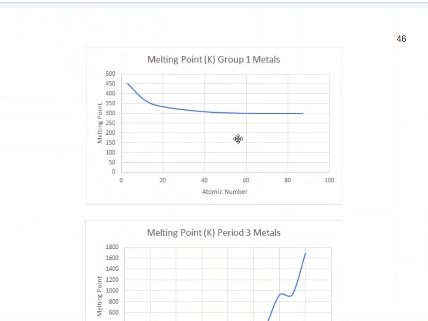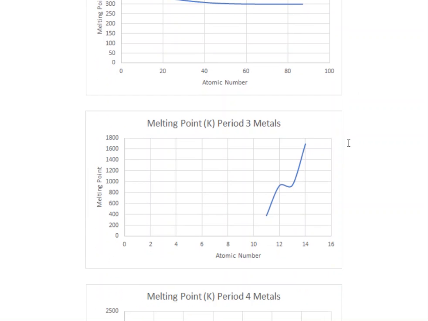So for these graphs, we see that in our group 1 metals the melting point is decreasing, and that's because those valence electrons are farther away from the nucleus, so the attraction is weaker. As we move across period 3, we see a general increase in the trends. When we have something that breaks the trends, it's almost always something in the transition metals block. But here we see a similar relationship where as we go across the row, the attraction is stronger. That makes sense because the core charge of the nucleus is increasing.